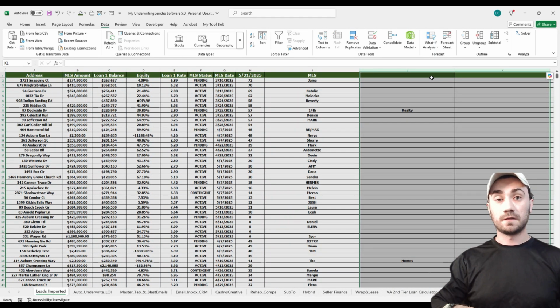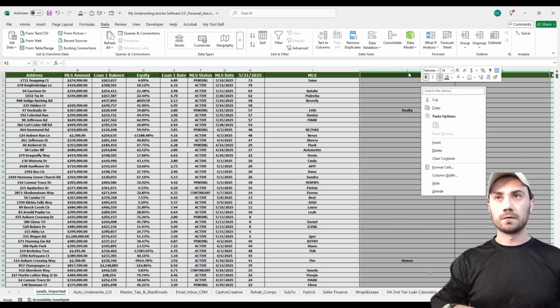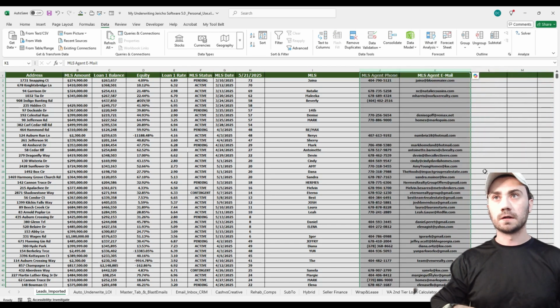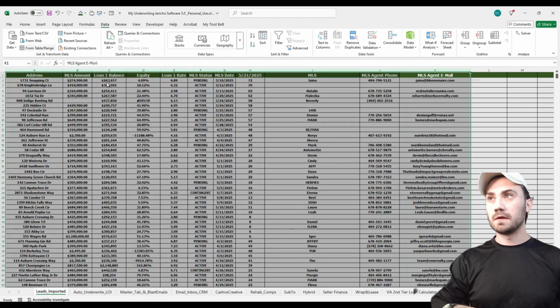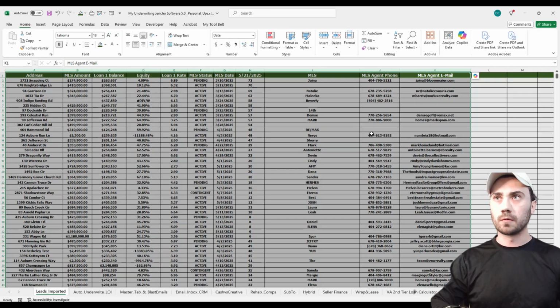So now we have the agent or seller's first name. We can now safely delete these two columns. So you're going to select these two columns. You're going to click the delete button. Now everything here is good to go. It's completed.